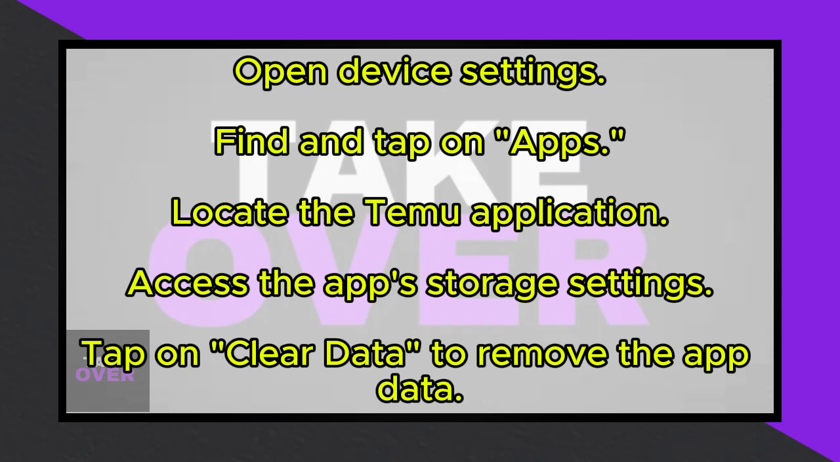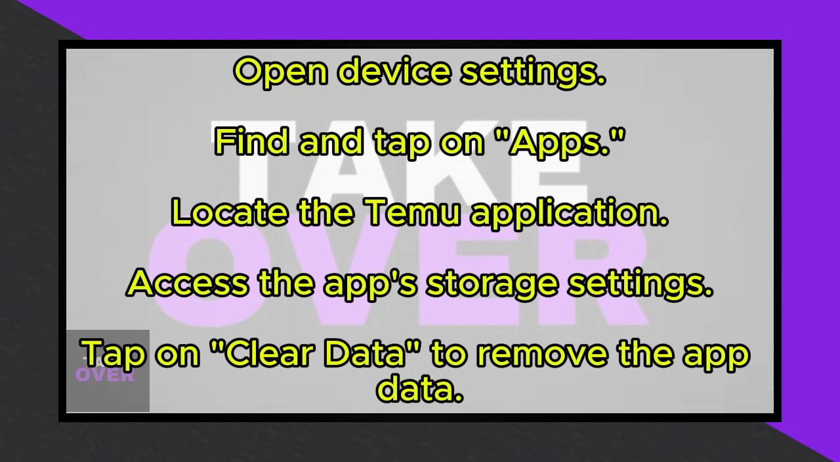Scroll down until you locate the Apps section, then tap on it. Within the Apps settings, find the Temu application and tap on it to open its settings. Once you're in the Temu app settings, scroll down until you see the storage option. Tap on this option to access the storage settings for the app.